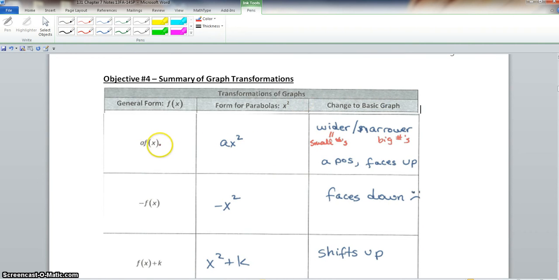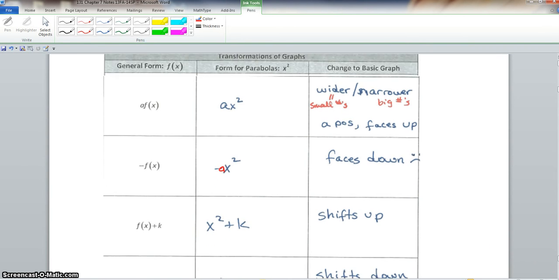So we have a f of x, which is ax squared. That gives us a wider and narrower graph for small numbers, big numbers. And then if a is positive, it faces up. Now we had negative f of x, where we had negative x squared, which is basically a negative a squared, which means that it faces down because a is negative.